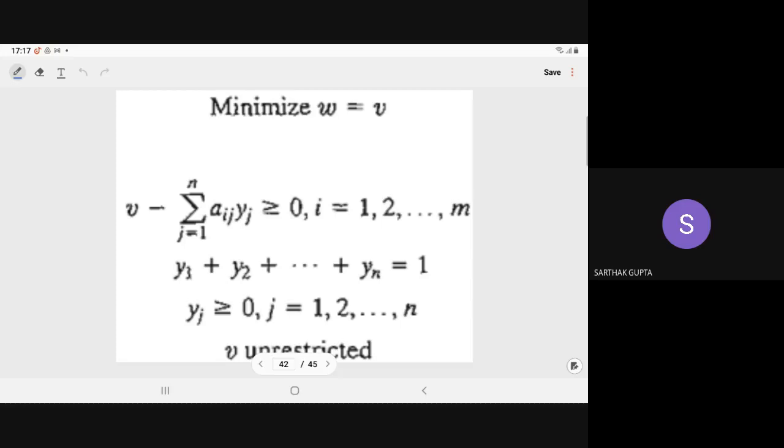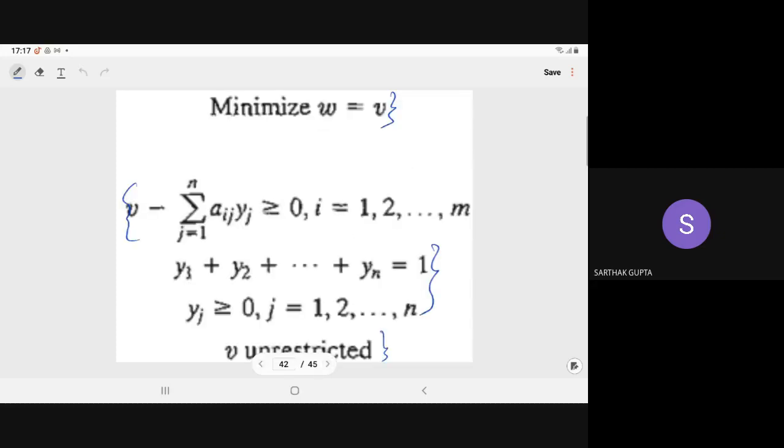Again, V is what? Value of the game. B can win or B can lose, right? So it can be positive, it can be negative. So V is unrestricted in sign. These two constraints are coming from the probability, right? These constraints are coming from the payoff matrix, and here we are writing the objective function. And V is the value of the game. That's why it is unrestricted in sign.